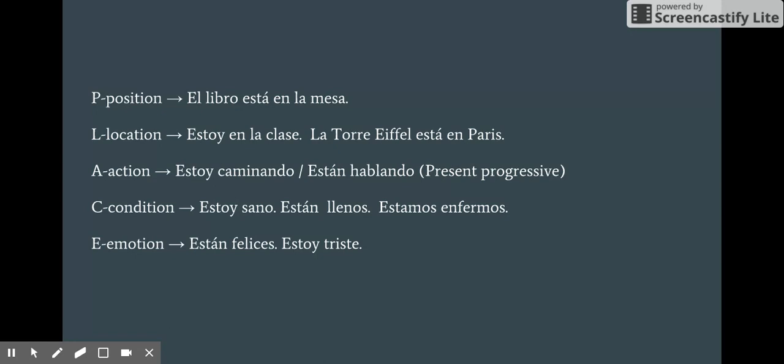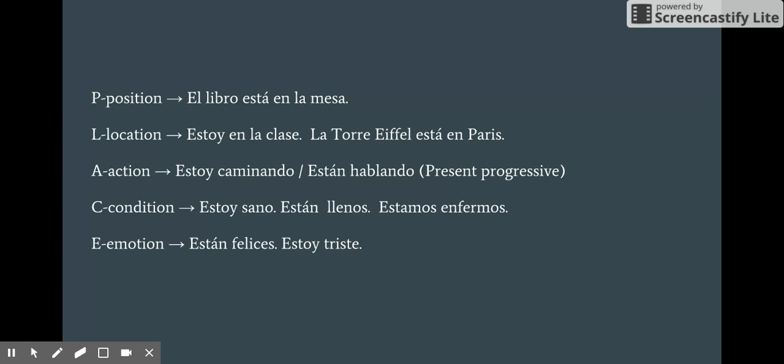more in a larger sense. Estoy en la clase, I'm in the classroom. La Torre Eiffel está en París, the Eiffel Tower is in Paris. So something's located generally. La clase está en Old Main 175, I believe. Class is in Old Main 175, or whatever the classroom is. That's where the location of the classroom is, using the verb estar.